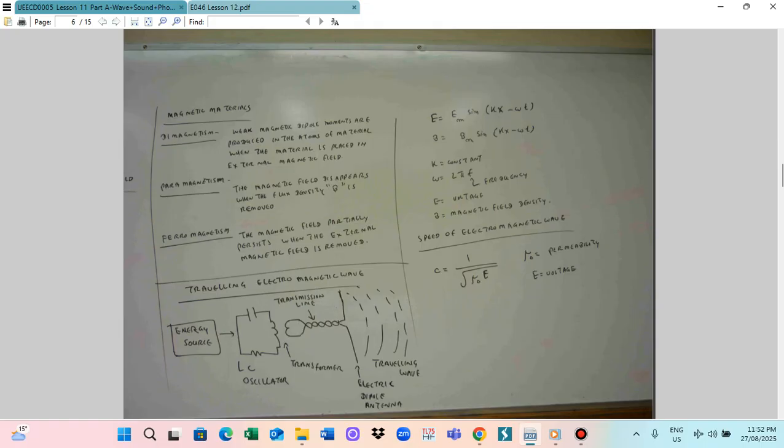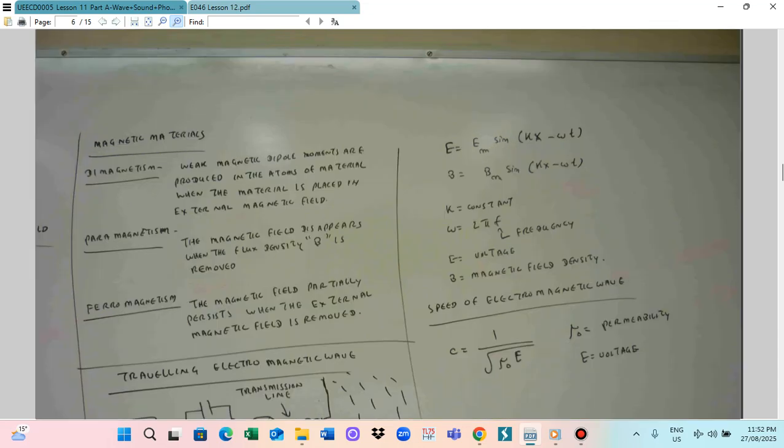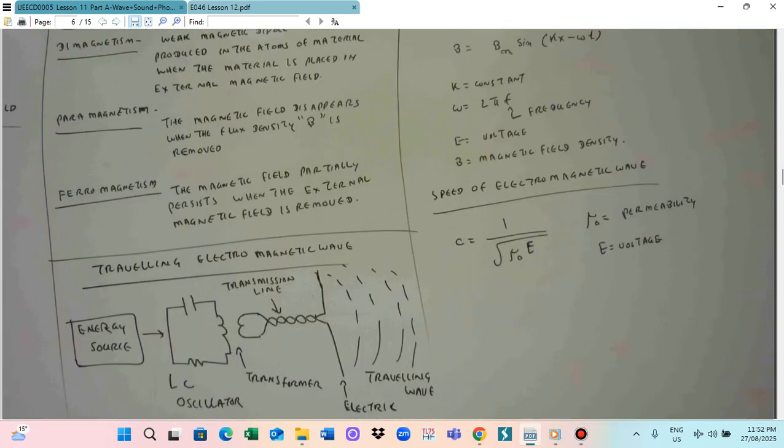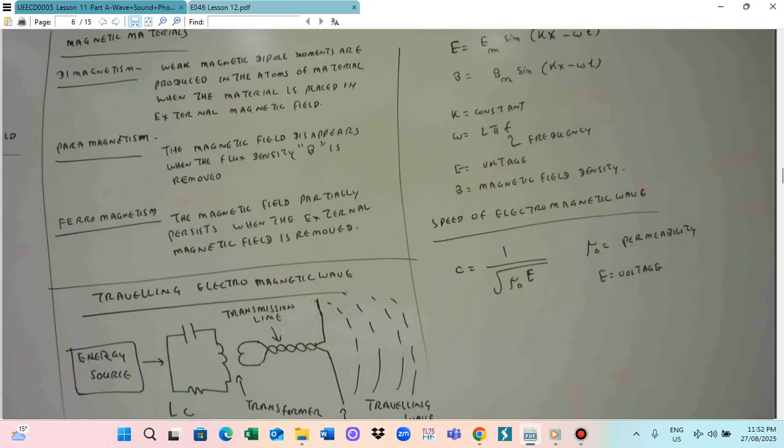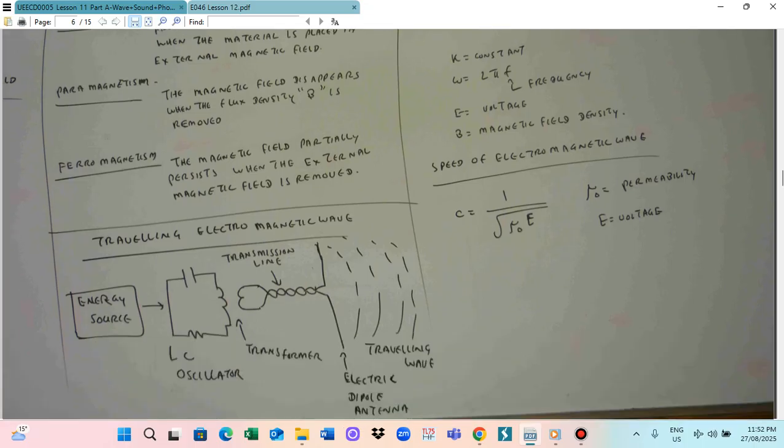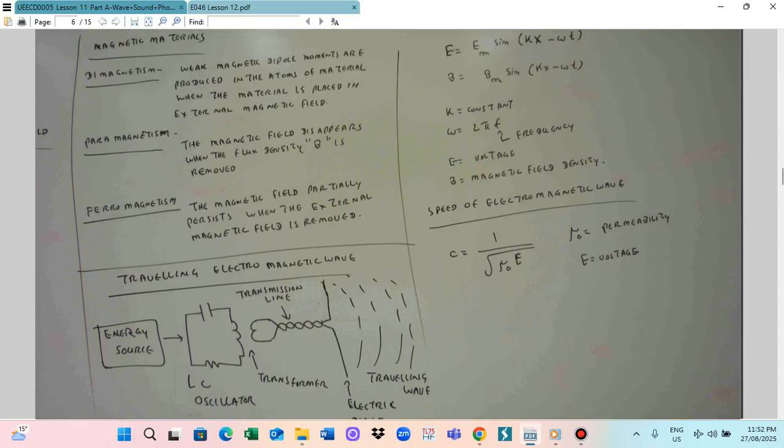So how many electromagnetic waves we can supply here is the energy source. The energy source is applied to the coil. This is the capacitor, and here is the inductor and the resistor. We supply the network. This is what we call the AC oscillator. In this coil we produce magnetic flux.